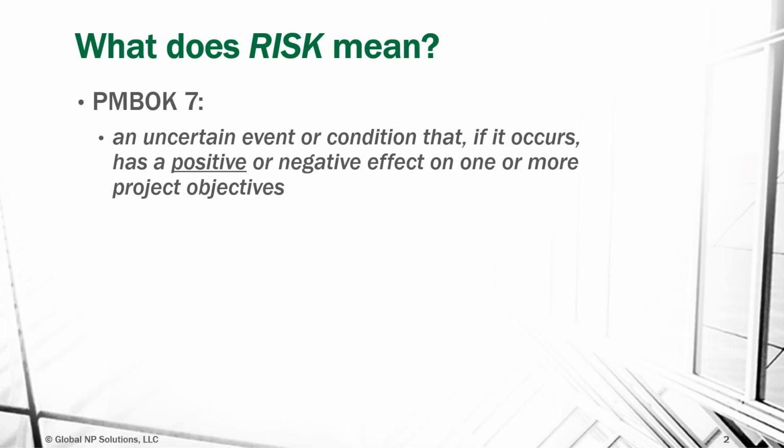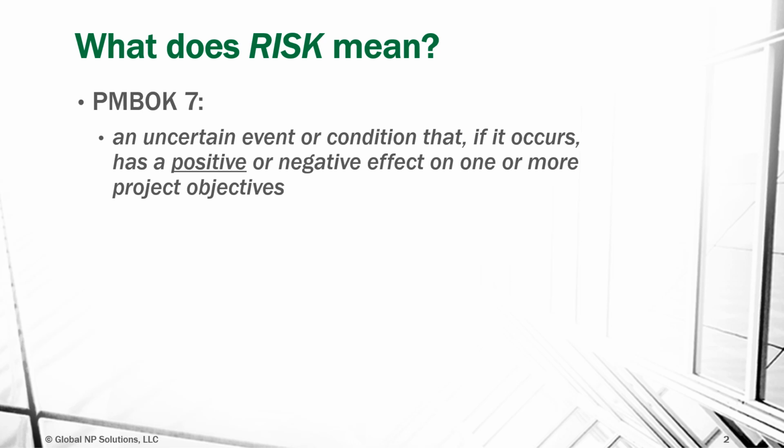So let's talk about what does risk mean. In the PMBOK version 7, the Project Management Body of Knowledge, 7th edition, there's a pretty long and complex definition of risk. It is an uncertain event or condition that, if it occurs, has a positive or negative effect on one or more project objectives. This seems like a pretty complicated definition to me.